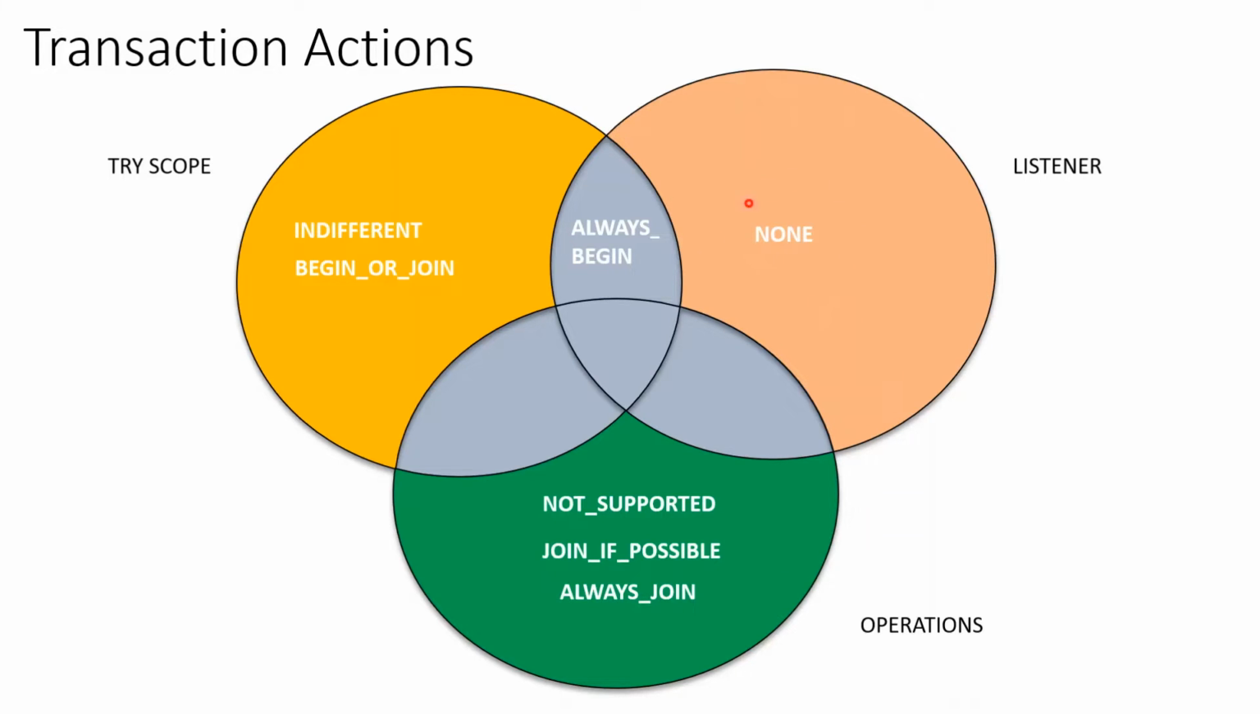Finally, we have the none action, which is only available as part of the listener, and as the name suggests, it does not initiate any transaction. So by default, any listener, be it a JMS listener, will have none as the transaction action. So only always begin is the transactional action which is available with more than one module, that is the try scope and the listener. So that's about transaction actions.